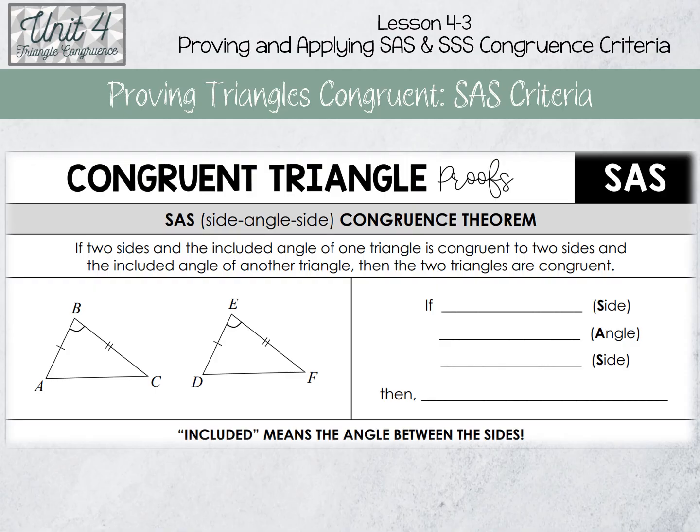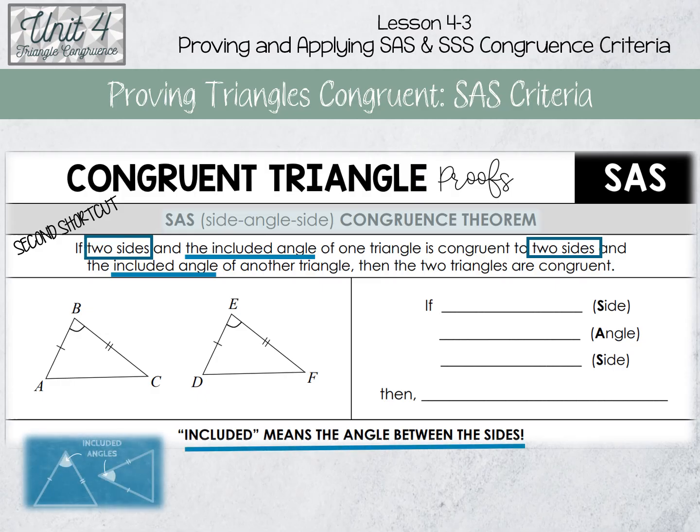SAS, another one of our shortcuts. This is our second shortcut. If 2 sides and the included angle of one triangle is congruent to 2 sides and the included angle of another triangle, then the 2 triangles are congruent. Included means the angle is between the sides, as in the diagram there.